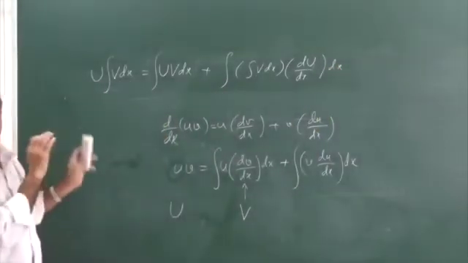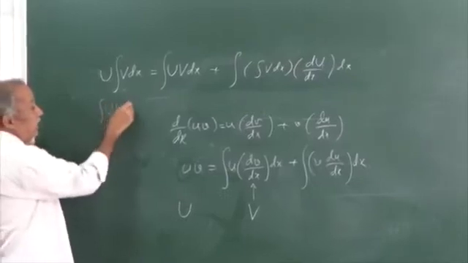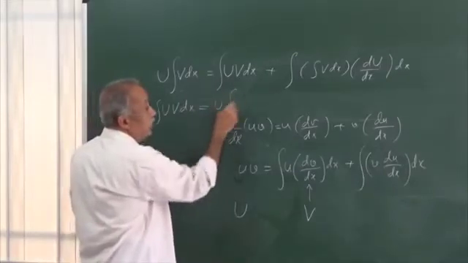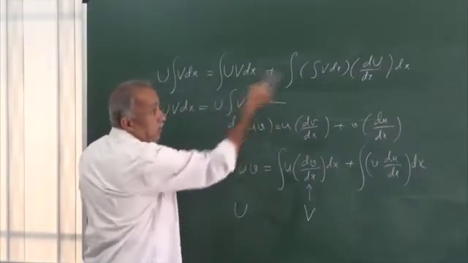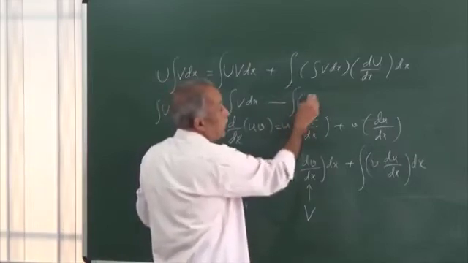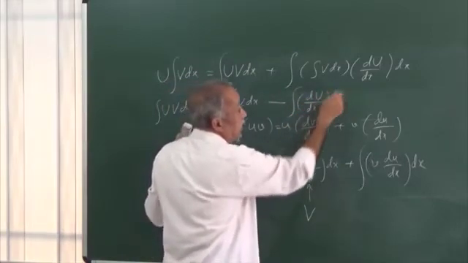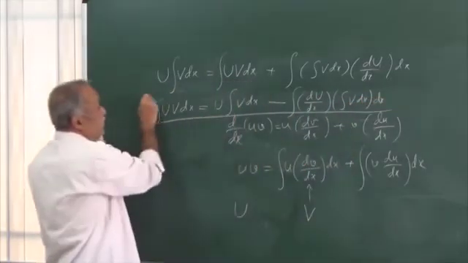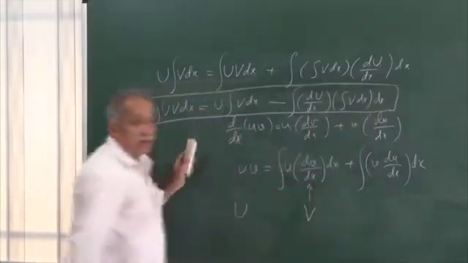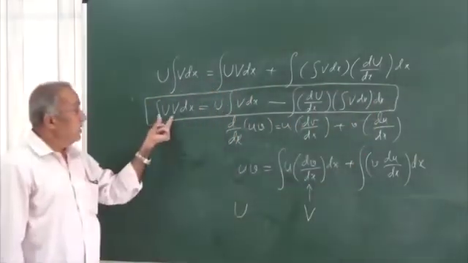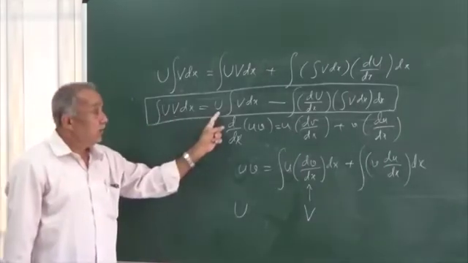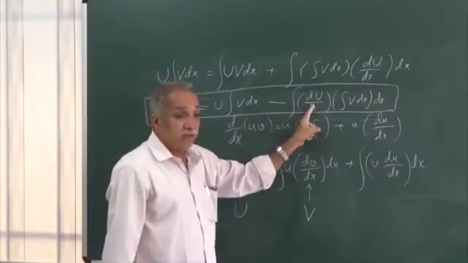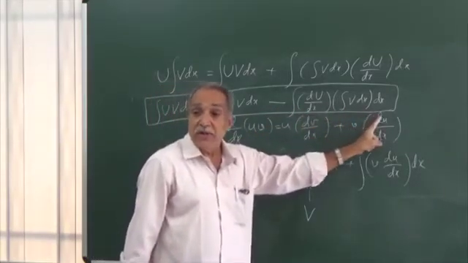Or rearranging the terms, we get integral uv dx, integral of a product, is first function into integral of the second minus integral of derivative of the first into integral of the second dx. This is the rule of integration by parts. For a product of two functions, integral of the product is first function into integral of the second minus integral of derivative of the first into integral of the second into dx.